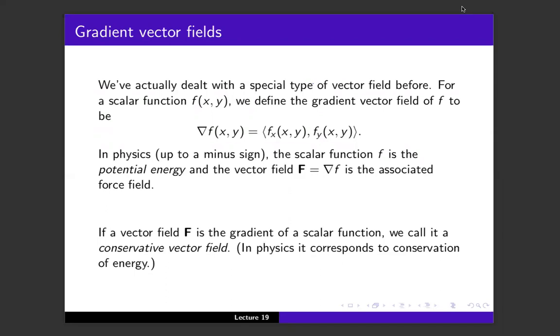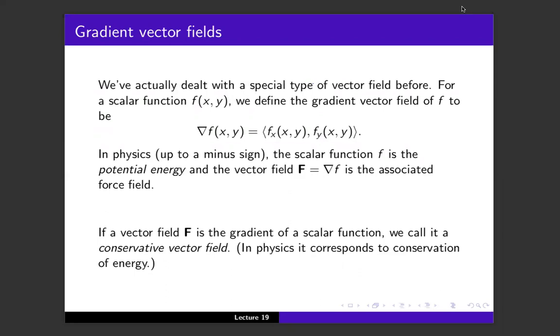If a vector field is the gradient of a scalar function, then that's called a conservative vector field. A conservative vector field is one where the vector field is actually equal to the gradient of a given function.